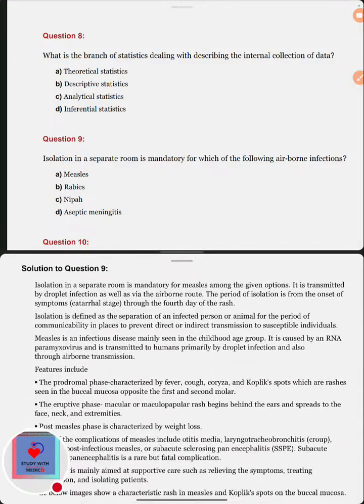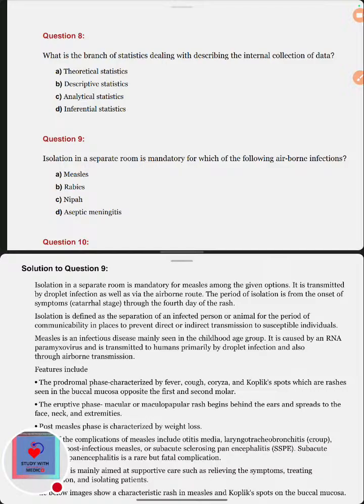Okay, next. Isolation in a separate room is meant for which of the following airborne infections? It is mandatory for measles. Measles. It is transmitted by droplet infection as well as via airborne. So the period of isolation is from onset of symptoms to the fourth day of rash.